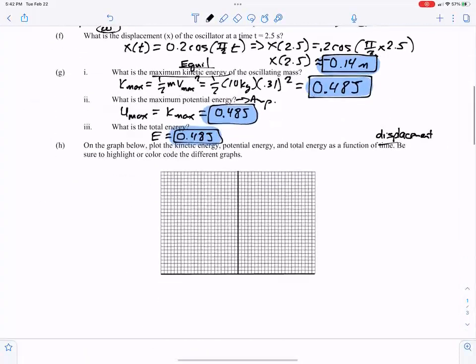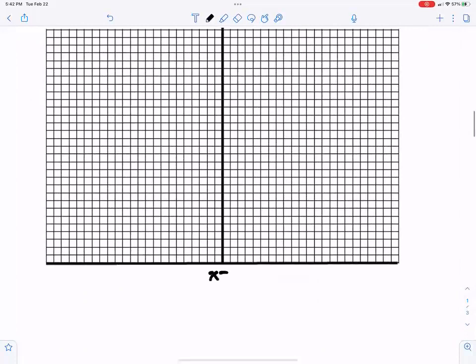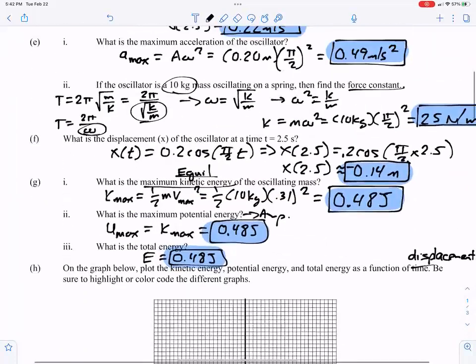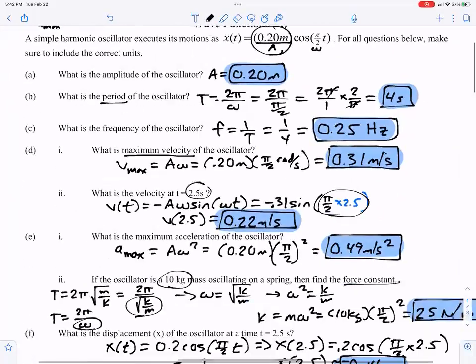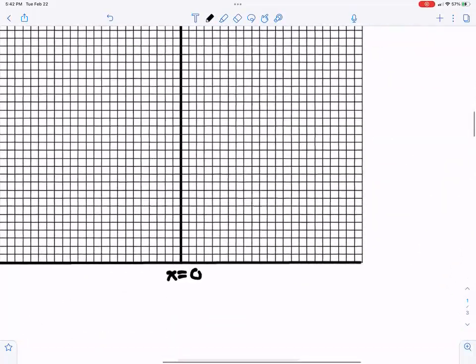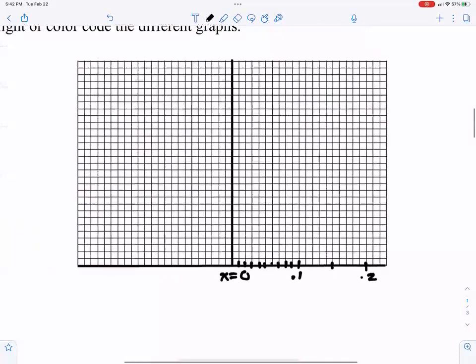Okay, now this in the middle is going to be x equals 0. And we're going to note that the amplitude on either side is about 20 centimeters. So we're going to go over, let's say, 0.01, 0.02, 0.03, 0.04, 0.05, 0.06, 0.07, 0.08, 0.09. This would be 0.1. And then 1, 2, 3, 4, 5, 6, 7, 8, 9, 10. That would be 0.2. And you can do that in both directions.